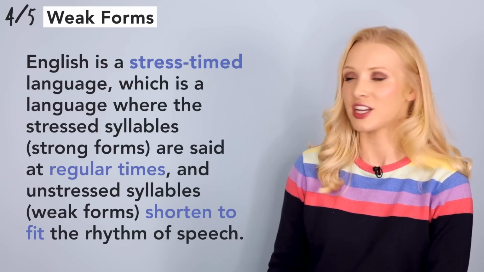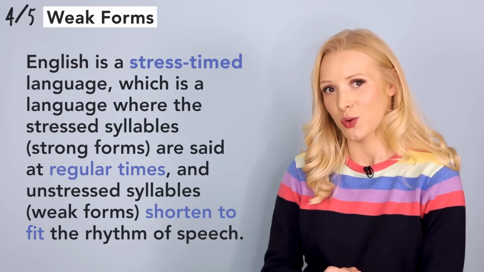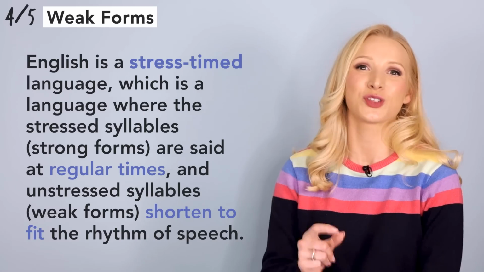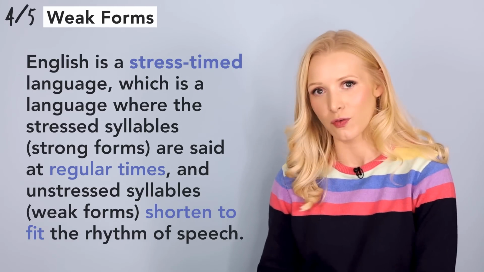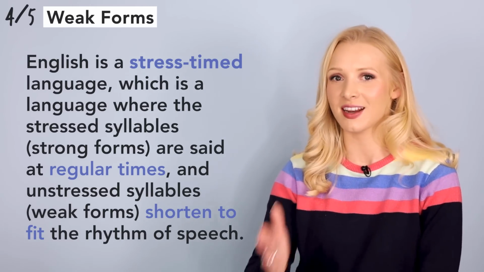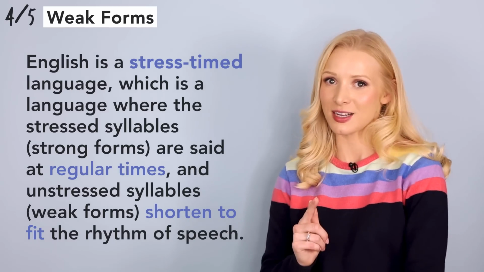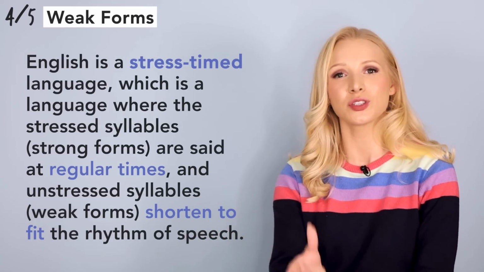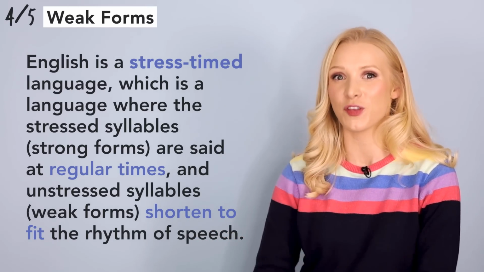This is because English is a stress-timed language, which is a language where the stressed syllables, the strong forms, are said at regular times, and the unstressed syllables, the weak forms, shorten to fit the rhythm of the speech. Let's take a look at a few examples of words in both their strong and weak form.